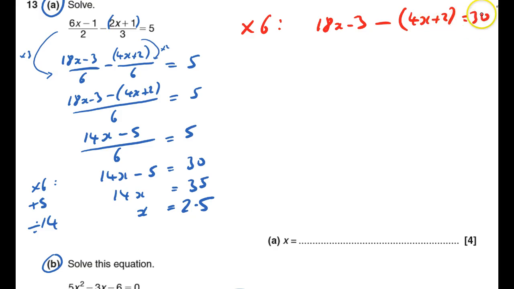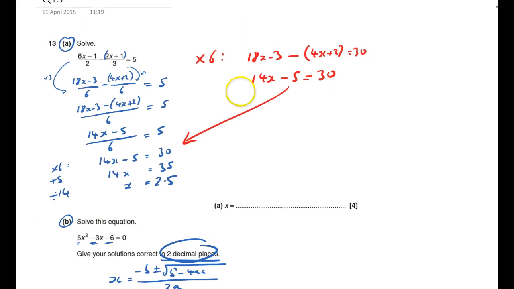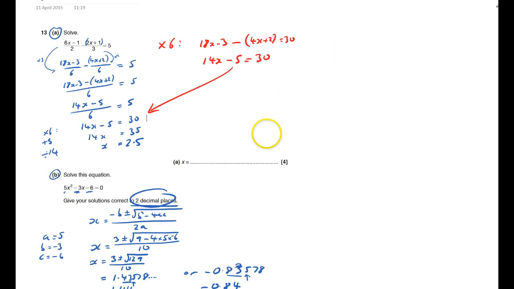What does that give me? 18x take away 4x is 14x, minus 3 minus 2 is minus 5 equals 30, and that gives me straight to there. So you could do it quicker if you wanted to, but most people like the left-hand version. Okay, anyhow, that is 13 done.